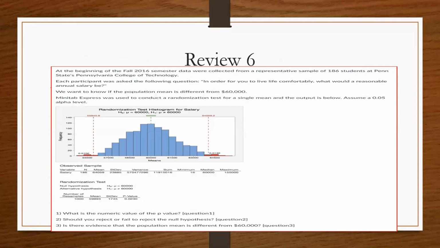So there are 3 questions. What is the numerical value of the p-value? Should you reject or fail to reject the null hypothesis? And is there evidence that the population mean is different from 60,000? So I'll give you guys a little bit of time to wade through this.